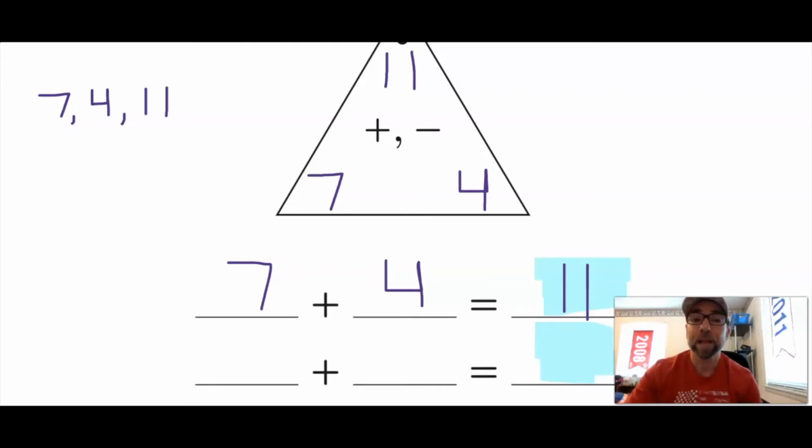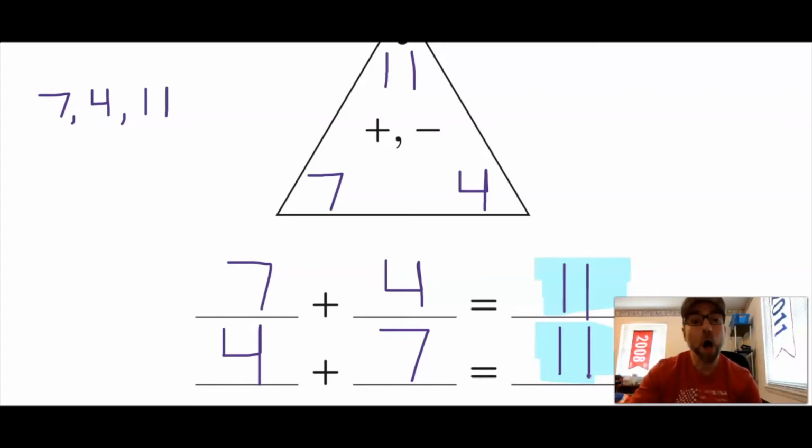Well, now I can do the turnaround fact. Instead of 7 plus 4, I could switch my parts. 4 plus 7 equals 11. Hopefully you're writing that on your sheet protector.